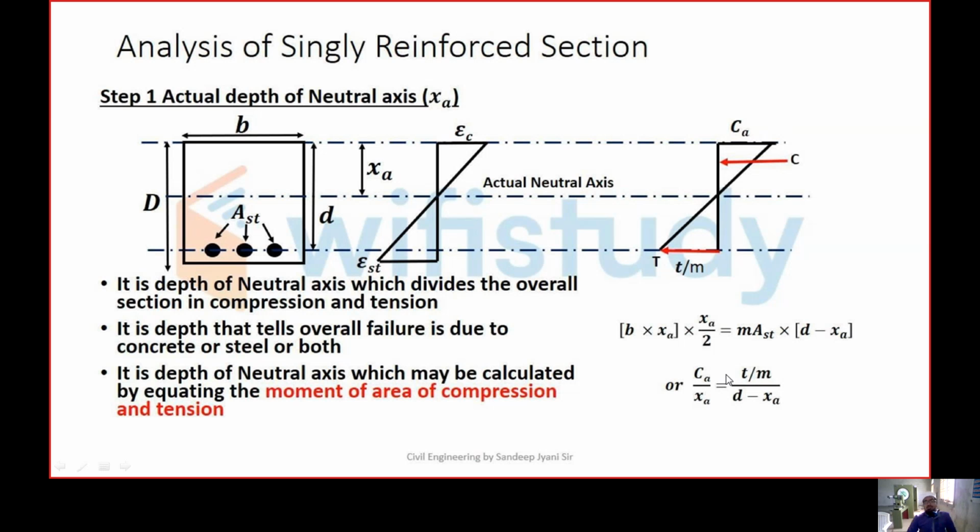So on an overall basis, if we simplify the equation, C by XA is equal to T by M. Here T means sigma ST, the tensile stress, M means modular ratio, D means effective depth, and XA is the actual depth of neutral axis. I hope you understand. Next, critical depth of neutral axis.